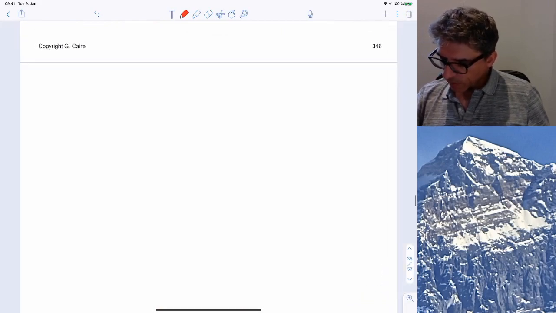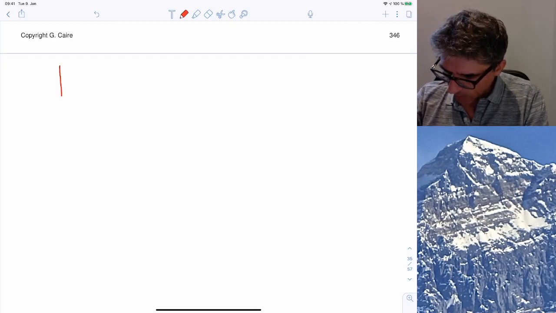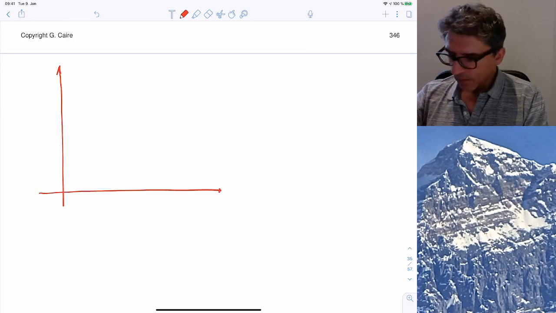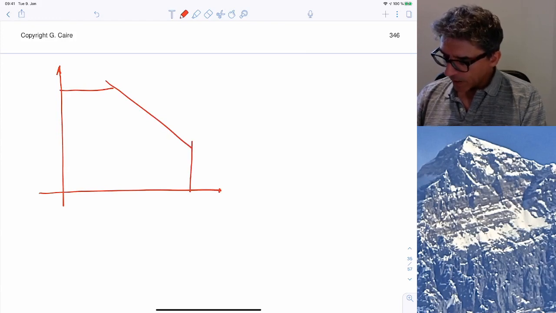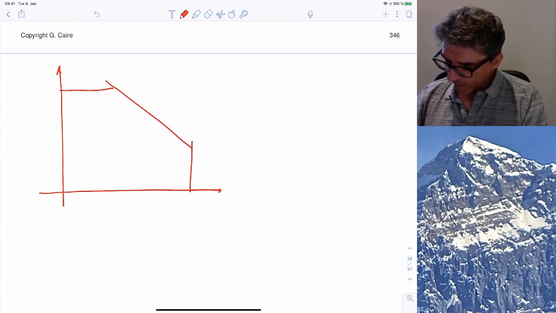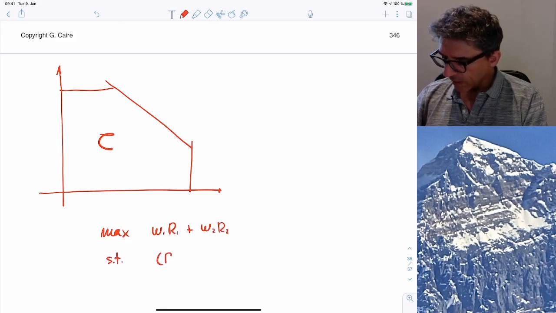So suppose that we are in this situation. We have our polymatroid in 2 dimensions, which is simply this pentagon. And now let's consider the following problem. This is our region C, and then we have max W1 R1 plus W2 R2 subject to the vector R1 R2 in C.